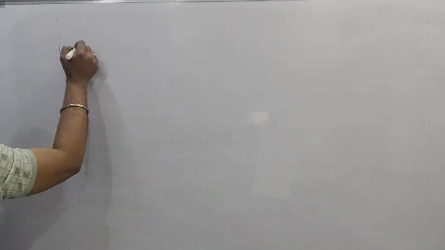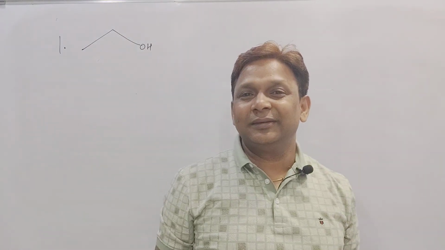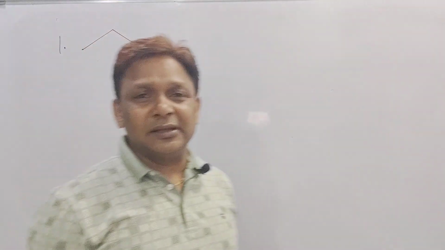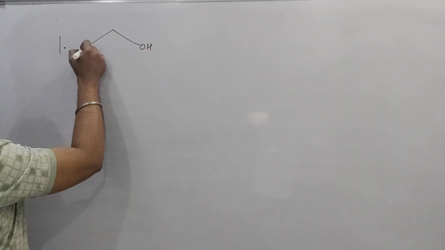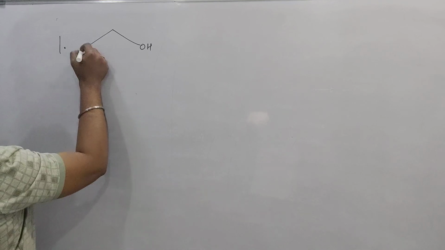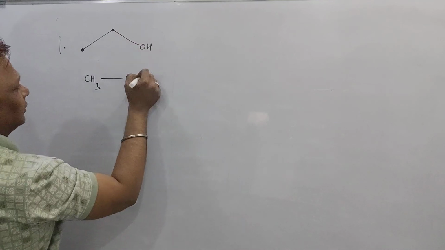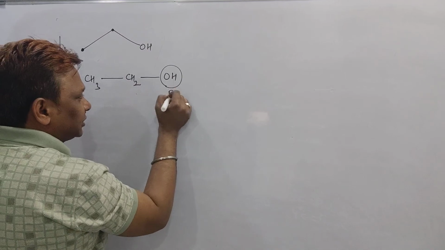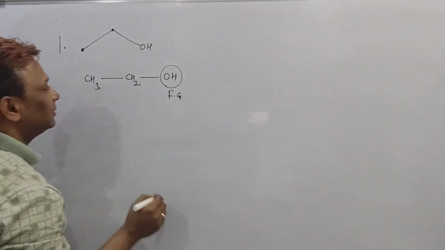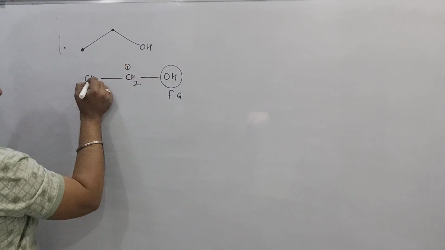Example written here. They are asking, what is the IUPAC name of this compound? Most of the children don't know the bond line formula, right? I will give another video where I will explain the bond line formula. But see here, the carbon which is ending here is a CH3. This carbon which is ending here is a CH2. And this carbon bonded with an OH. You know, OH is called a functional group.